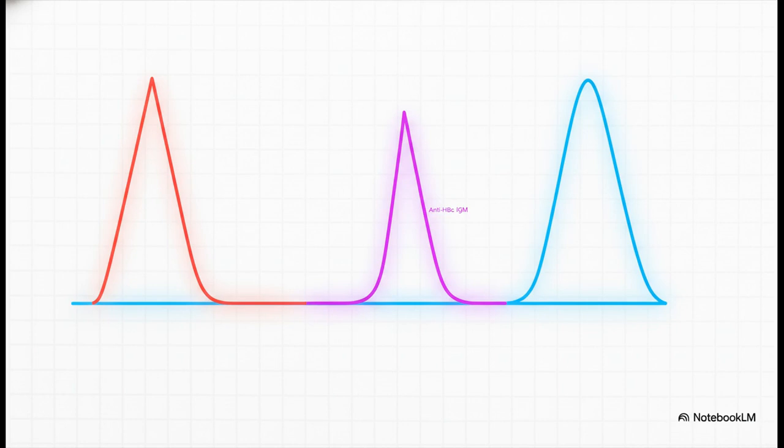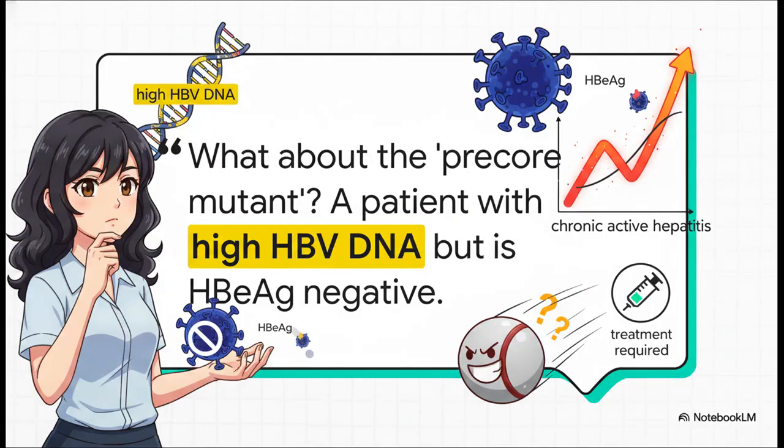They love this one. They'll give you a patient, and the only positive marker you see is anti-HBc IgM. So what on earth is going on? This is the famous window period. The surface antigen is gone, but the protective surface antibody hasn't shown up yet. That anti-HBc IgM is your only clue that this person has an acute infection. They love to test this.